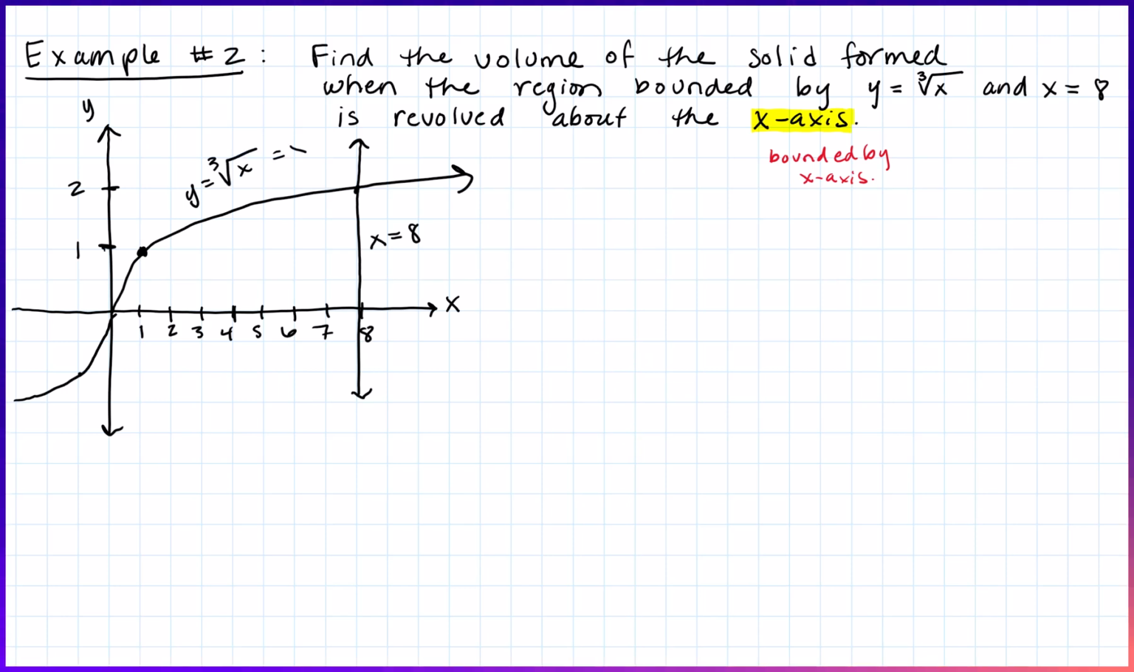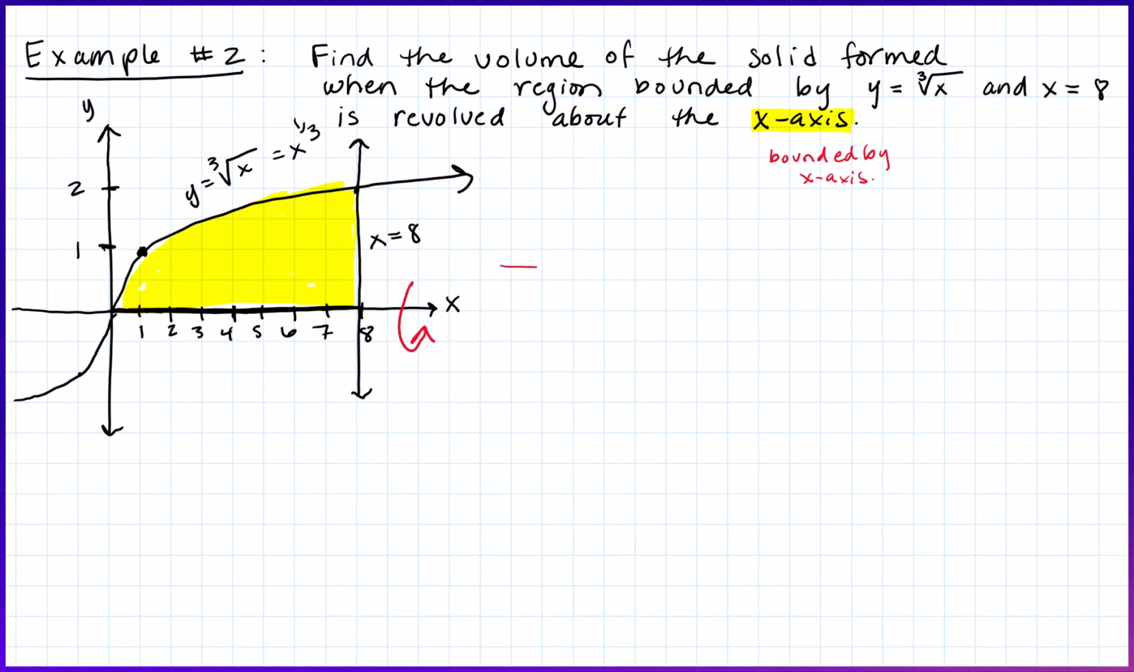Let's just remember that that's also x to the 1/3 if we'd prefer to write it that way. And then we also have, I'll make it solid on the x-axis. Remember, we're also bounded by the x-axis. So the region that we're looking at, I'm going to go ahead and highlight it, is this region right here. So we're going to take this region and we want to revolve it about the x-axis.